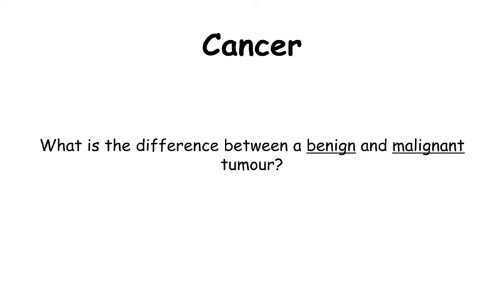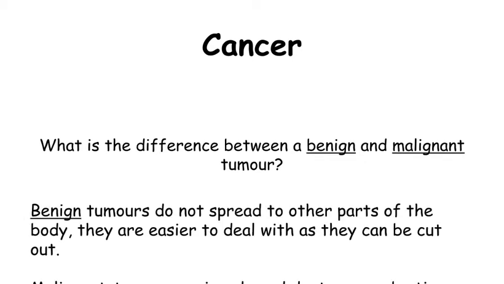Cancer results in the growth of a tumour, but there are two different types of tumour. What is the difference between a benign tumour and a malignant tumour? Benign tumours do not spread to other parts of the body. They are easier to deal with as they can be cut out. Malignant tumours can invade and destroy nearby tissue and spread to other parts of the body.